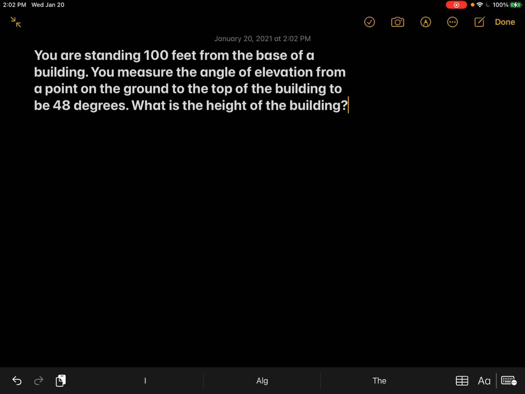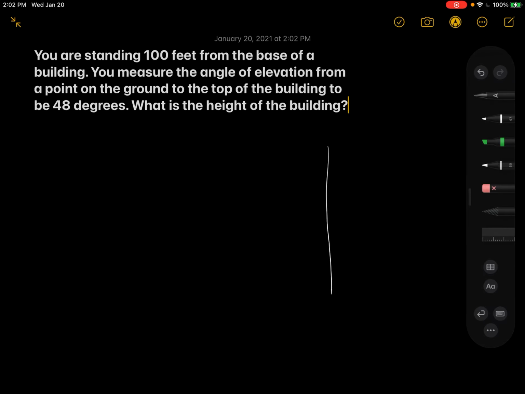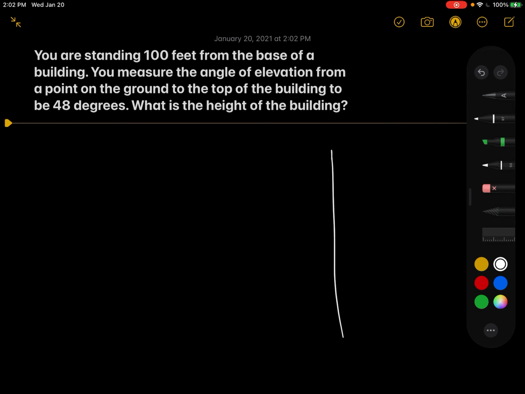All right, everybody, so here's a common example. We're going to do an example of an angle of elevation question. So you're standing away from a building. You don't know how tall this building is. I should use the pen here. But you know that you personally are 100 feet away from it.